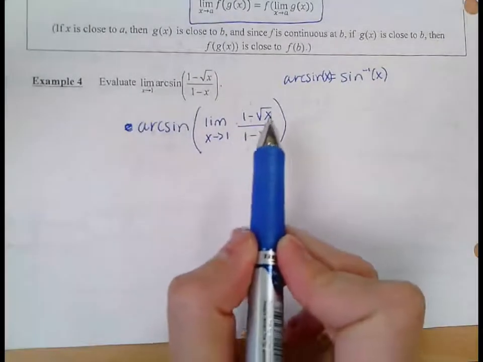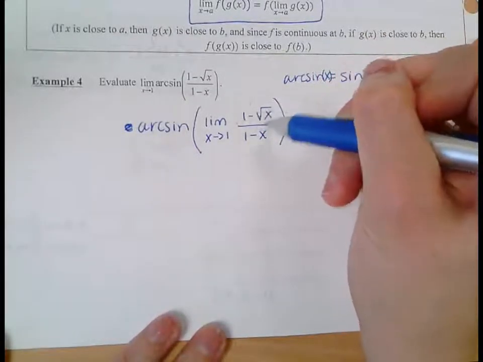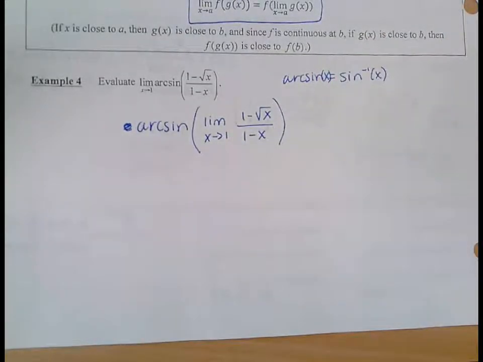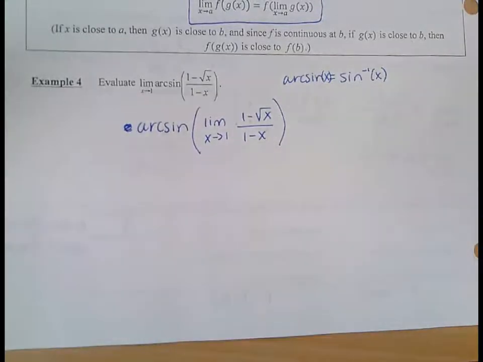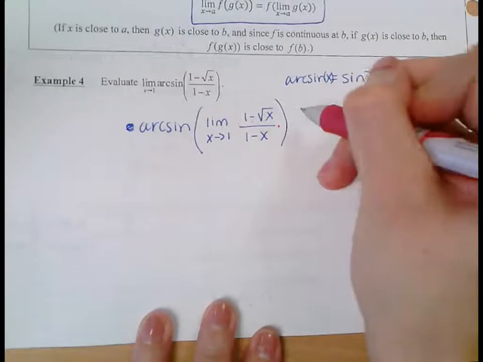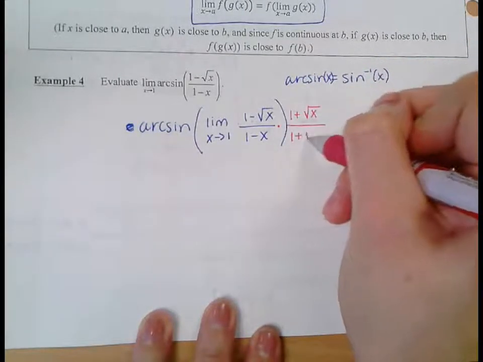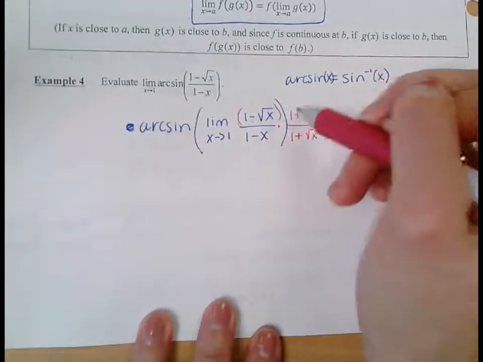So working with this, how do I evaluate this limit? Can I use direct substitution? No. I mean, I should try it first, but I'm going to get 1 minus 1 over 1 minus 1, so 0 over 0, it's indeterminate. So how do I work with this when I have a square root? I have to multiply by the conjugate of the top, which would be 1 plus the square root of x. And I do the same thing on the bottom.